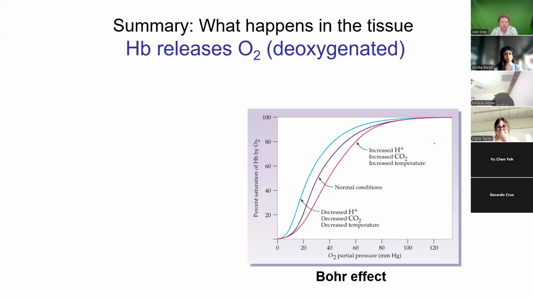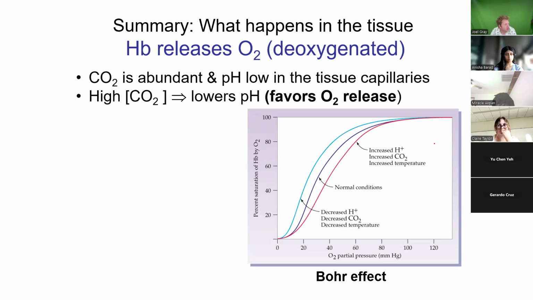Now, what happens in the tissue is whenever our hydrogen ion concentration is increased, well, then CO2 is going to be increased. CO2 is abundant and our pH is low in the tissue, and our high CO2 concentration is going to lower our pH. This is going to favor the O2 release by favoring the T state.